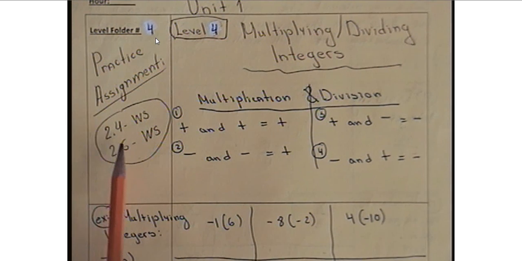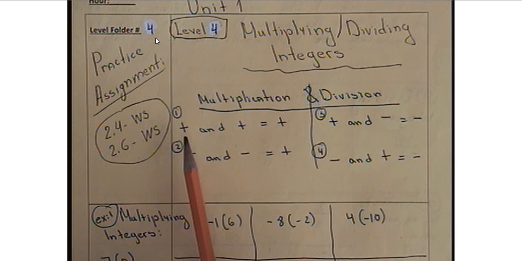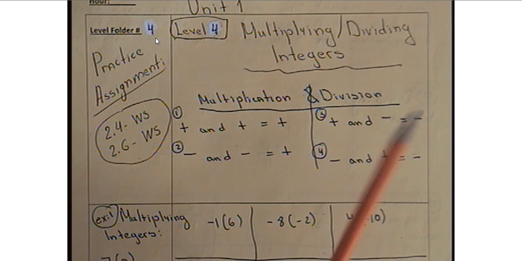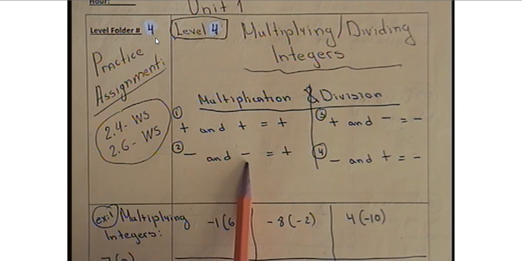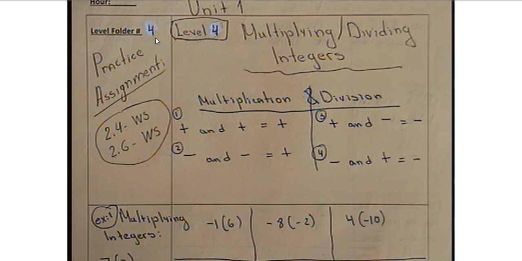The practice assignment that we are going to complete after these notes will be the 2.4 and 2.6 worksheets. And I want you to write down the basic rules for multiplication and division. When we multiply or divide two positive numbers, the answer will be positive. If we multiply or divide two negatives, then the answer is positive again. If we multiply or divide a positive and a negative, we get a negative answer, and again negative, positive, negative answer as well.